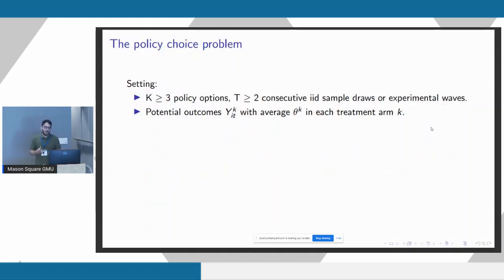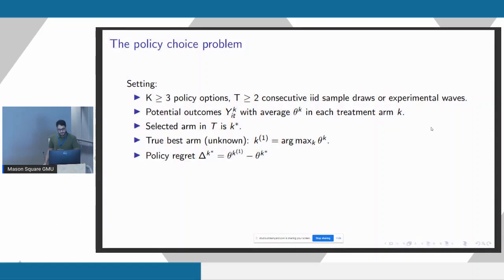Let's talk about the framework. The setting is the following. We have multiple policy options and multiple waves. What are these waves? There are just IID sample draws from the population. We have a potential outcome with a certain average, which we are going to denote as theta k, and we have an average for each treatment arm, k. The selected treatment arm by the end of the intervention is denoted by K star, and the true best arm, which is unknown to us, is denoted by K1.